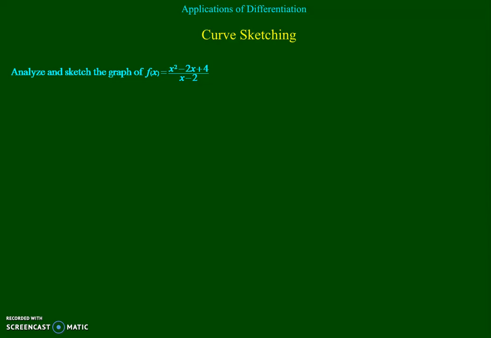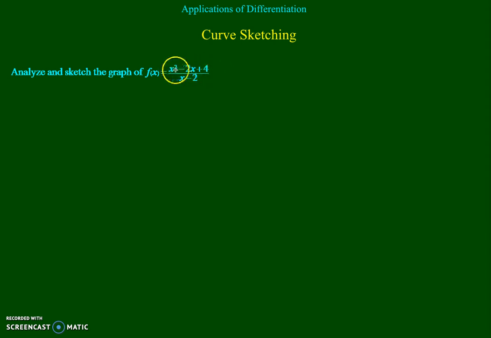This is part 13 of the series Applications of Differentiation. In this part we have another function that we're going to sketch, and it's a rational function, and I'm going to start off with the zeros of the function.